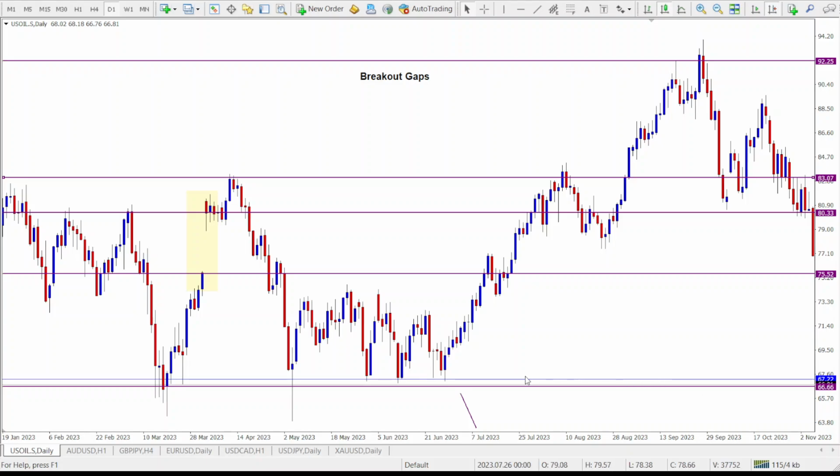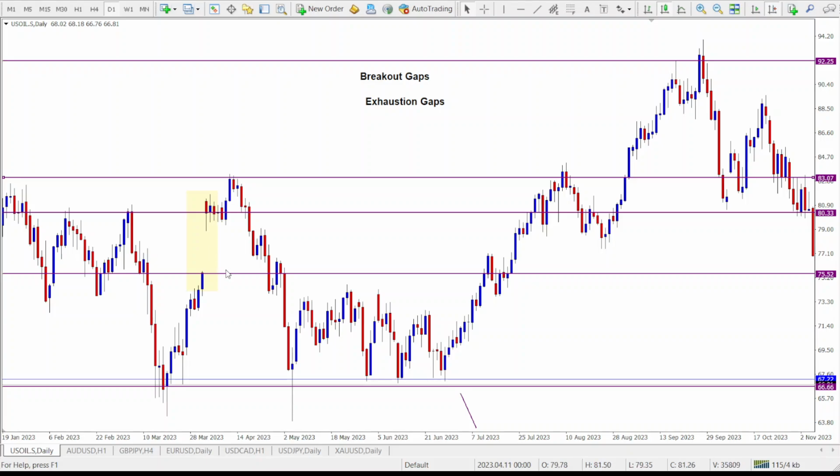Now, the next gap we're going to be looking at is exhaustion gaps. All right, exhaustion gaps. Okay, now these typically appear toward the end of a trend and might signal a reversal or slowdown in momentum. Now we can see that we had an exhaustion gap around here. Okay, we can see that we had an exhaustion gap around here.